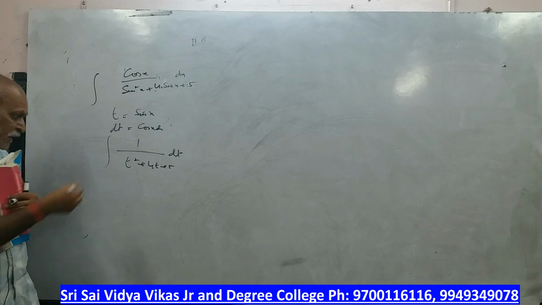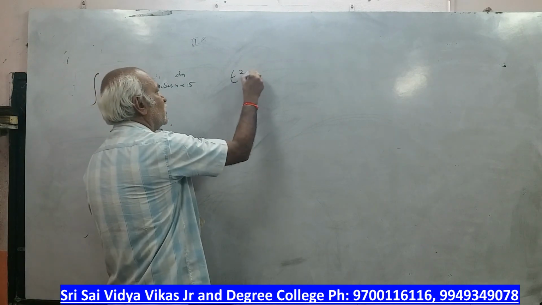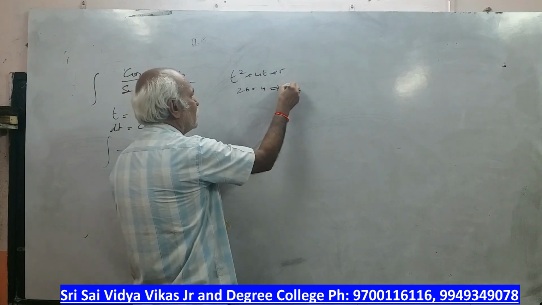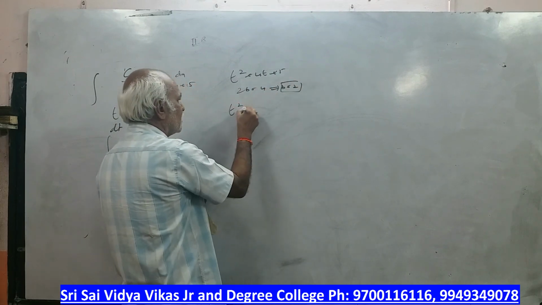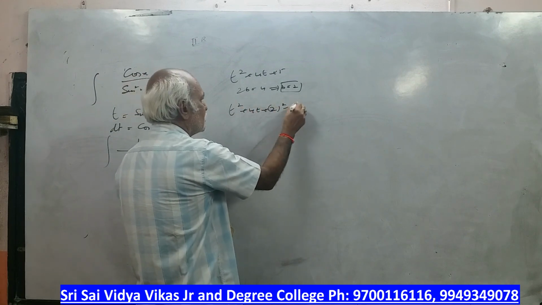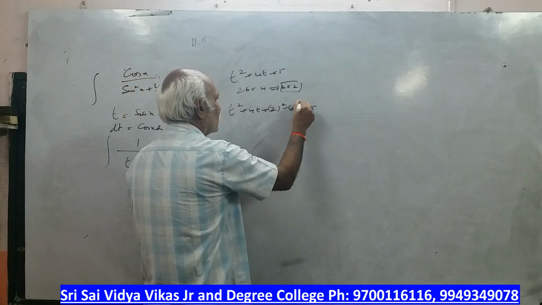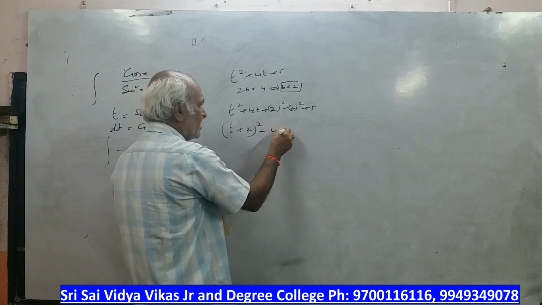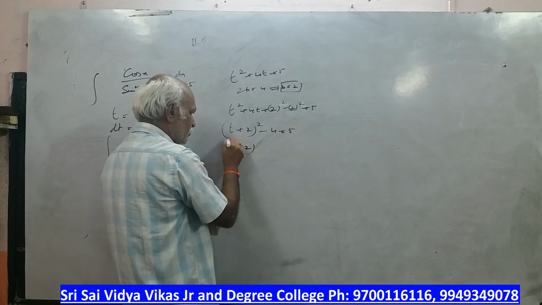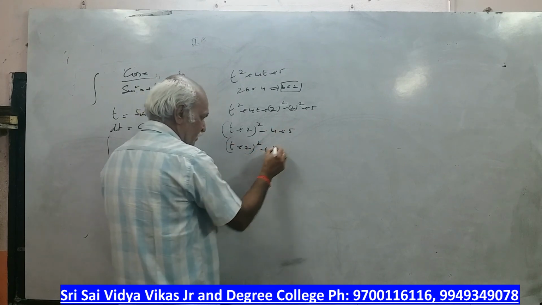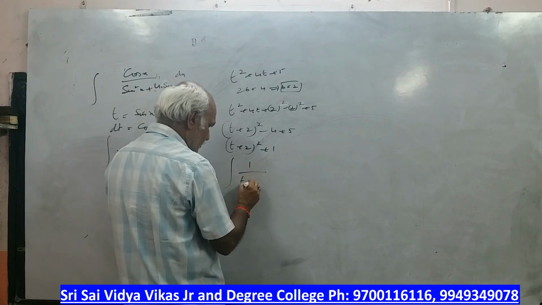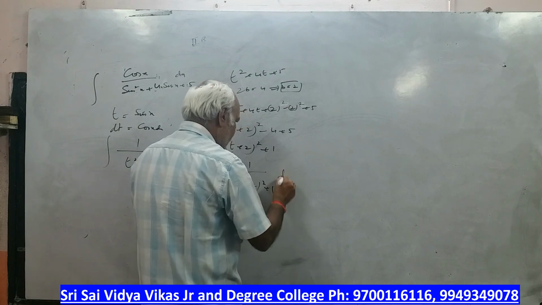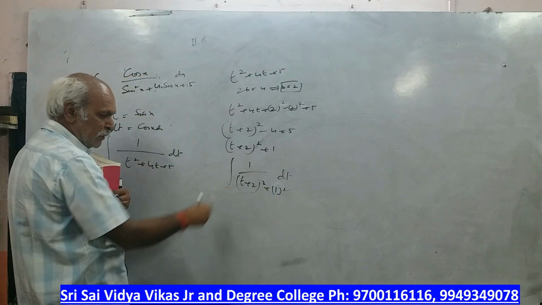So we have converted. Again, take this, consider t square plus 4t plus 5. So 2b is equal to 4, b is equal to 2. So t square plus 4t plus 2 square minus 2 square plus 5. So t plus 2 whole square minus 4 plus 5. So t plus 2 whole square plus 1. So this can be written 1 by t plus 2 whole square plus 1 square.